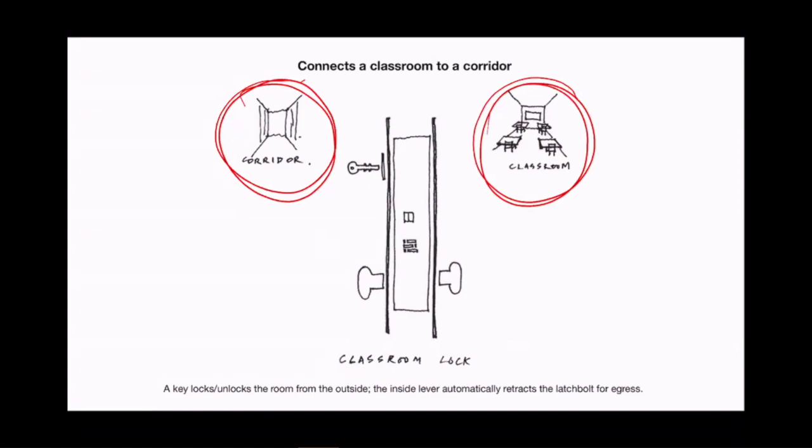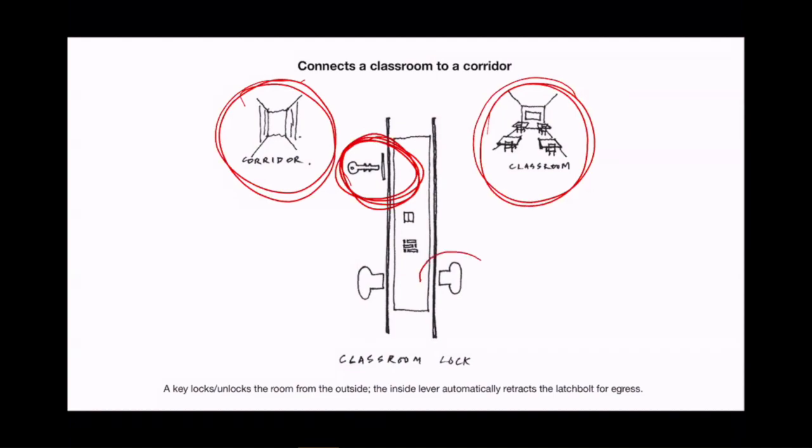And so from the corridor, we want a way to be able to lock the classroom. The teacher has to be able to leave the classroom and lock it, but you don't want the students to lock the classroom from the corridor, obviously. So there's going to be a key to lock or unlock the classroom from the corridor. And of course, we want to maintain egress. The last thing we want to do is trap a bunch of students inside of a classroom during an emergency.